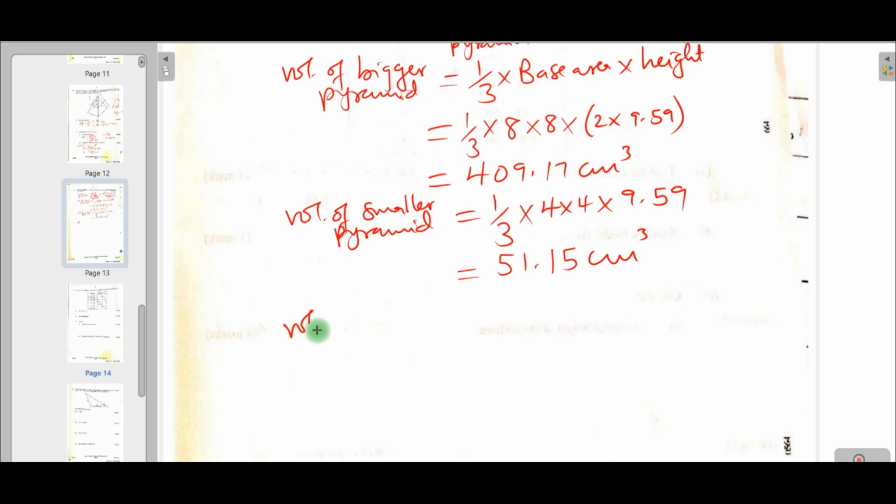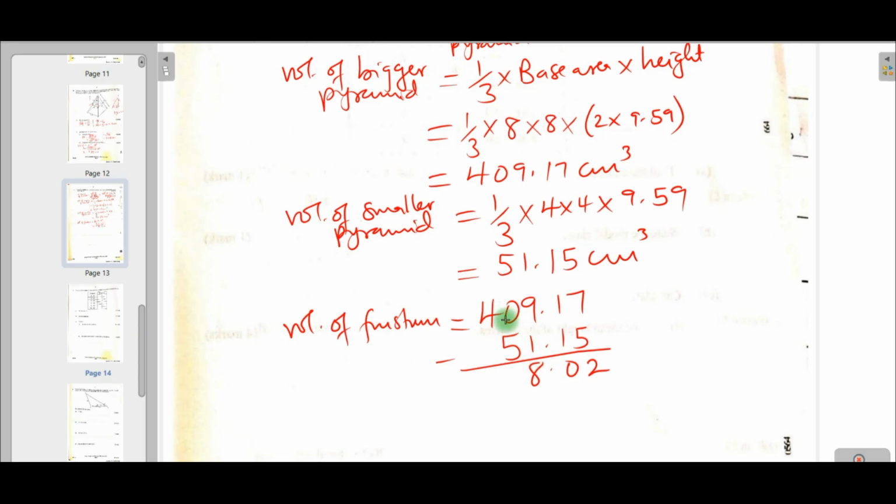So to get now the volume of the frustum, we need to subtract the two values. So volume of the frustum: subtract the volume of the bigger pyramid minus that of the smaller pyramid, and therefore, subtracting, we get 2,008.53 centimeter cube. So that is the volume of the frustum.